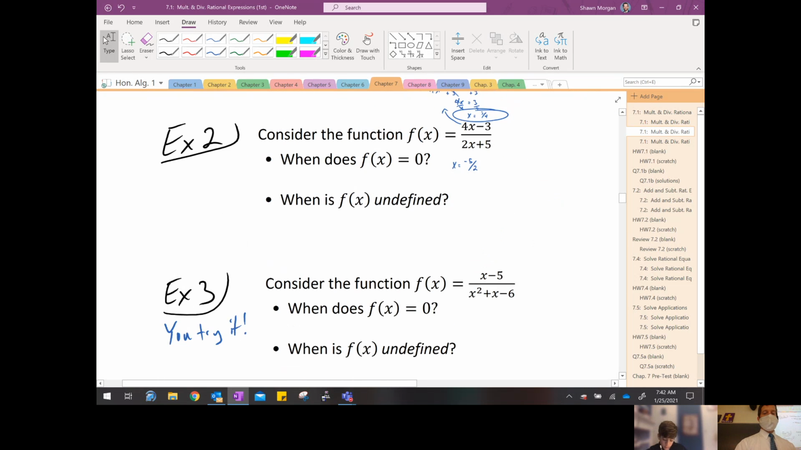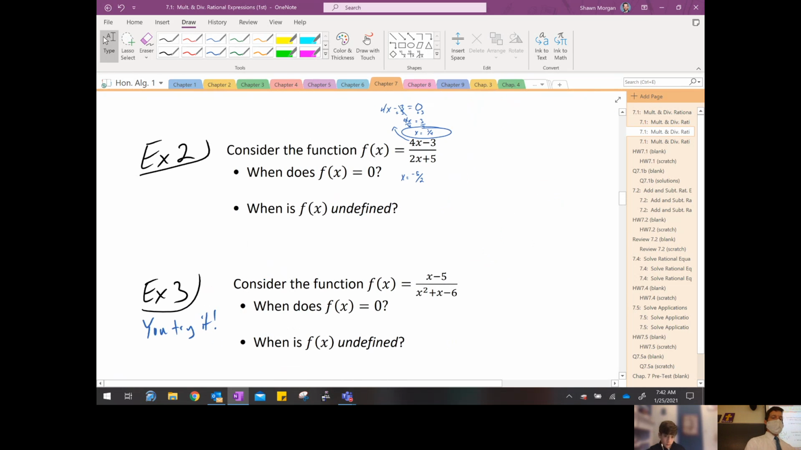I think you guys need to try one on your own. There you go. Example 3 is all yours. Where does the fraction equal 0? And where is the fraction undefined? And I'm going to throw it back to what Joey and I were talking about a minute ago with factoring that denominator. Be careful how you factor. The 6 is now negative. And remember, also, we are supposed to simplify everything first. Simplify everything first.